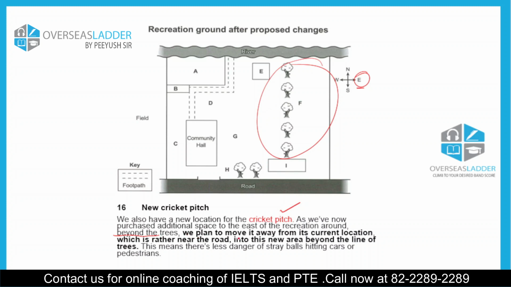So we plan to move it away from its current location, which is rather near the road. So right now it is near the road. So into this new area beyond the line of trees. So this is the line of trees. Beyond means after the trees, beyond, right? So this would be F. So here you should be clear about these two words.